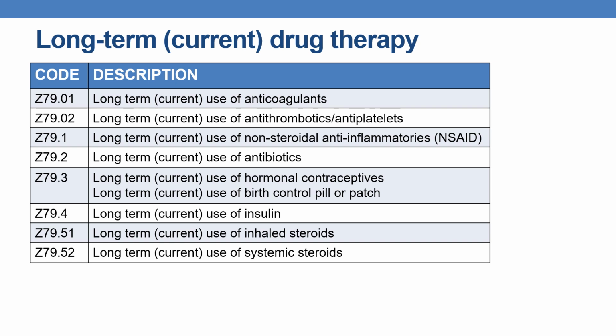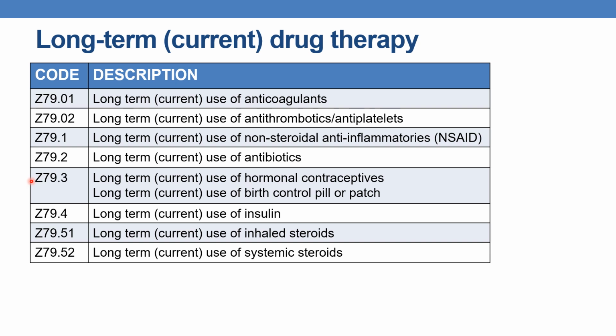Now coming to the Z79 category, that is nothing but long-term current drug therapy. There are various codes indicating each type of drug. The first code is Z79.01. It indicates long-term use of anticoagulants. Followed by Z79.02. It indicates long-term use of antithrombotics or antiplatelets. The next is Z79.1. It indicates long-term use of non-steroidal anti-inflammatories, NSAIDs. The next is Z79.2. It indicates long-term current use of antibiotics.